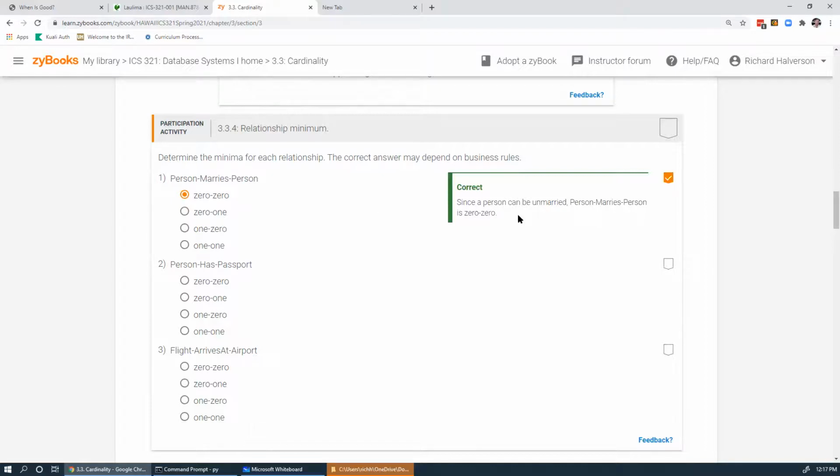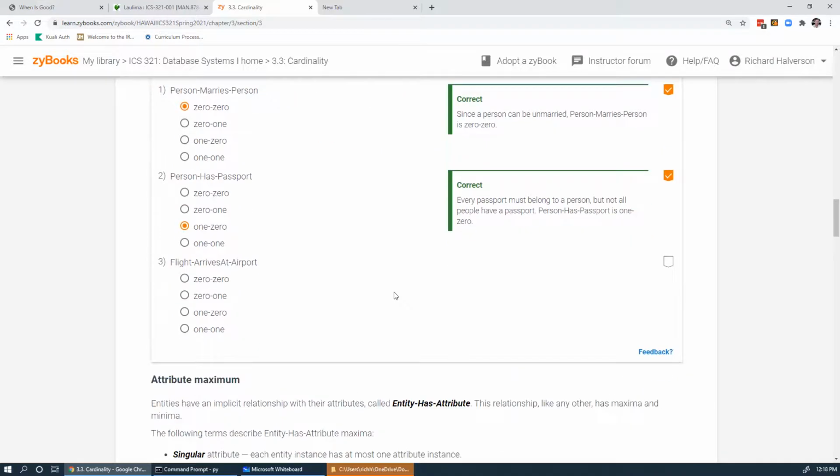Oh, yeah, because a person can be unmarried, person marries person is 0 to 0. Yeah, sure. A person can be married to more than one person, though. Oh, okay, we're talking about minimums. Person has passport. So person can have many passport. Minimum 0. Oh, a passport has to have a person. Passport has to have a person, but a person does not have to have a passport, right? Yes. Every passport must belong to a person.